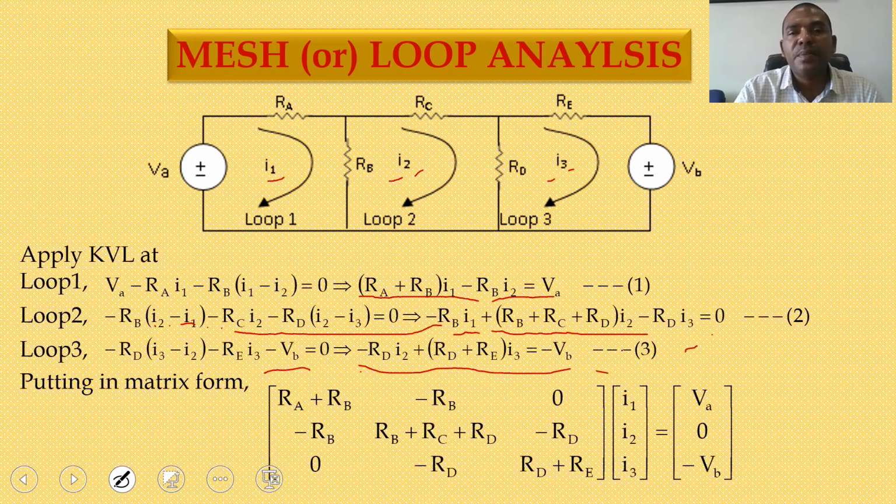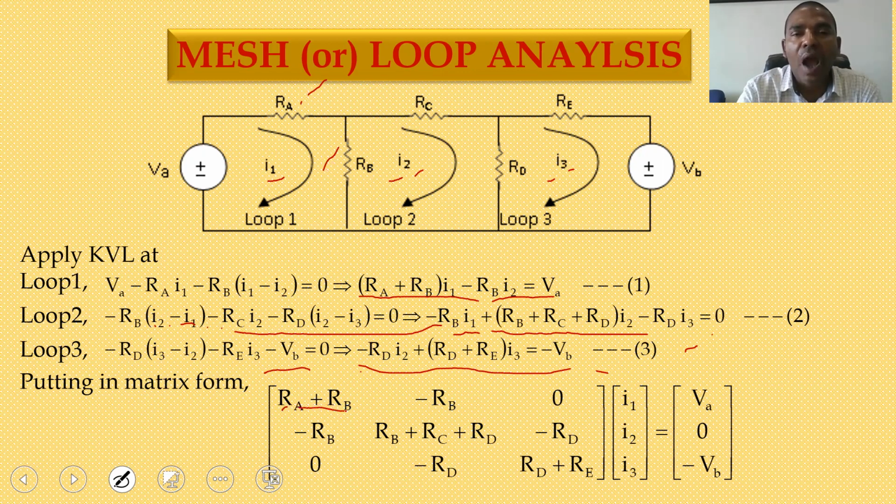So 3 by 3 matrix means A11, A12, A13, A21, A22, A23, A31, A32, A33. So unknown currents are I1, I2, I3, and you can get a column matrix on the right hand side. So now what is A11? A11 means entire loop 1 connecting passive elements. So entire loop 1 connecting passive elements are RA and RB. So take the summation. So you can get RA plus RB.